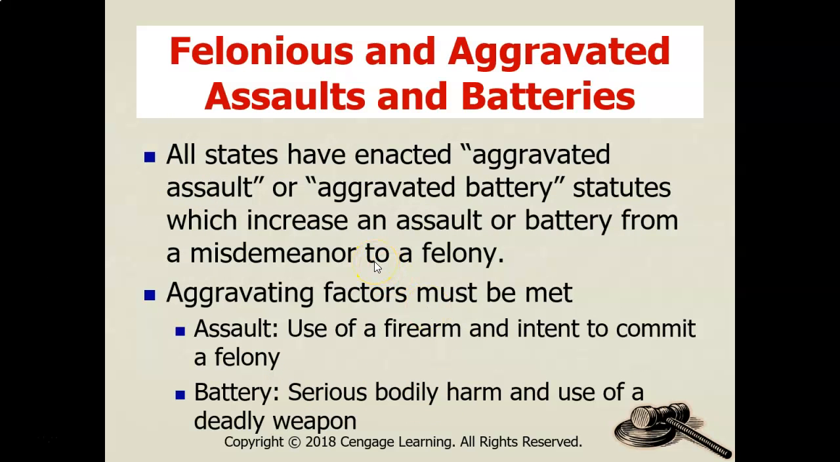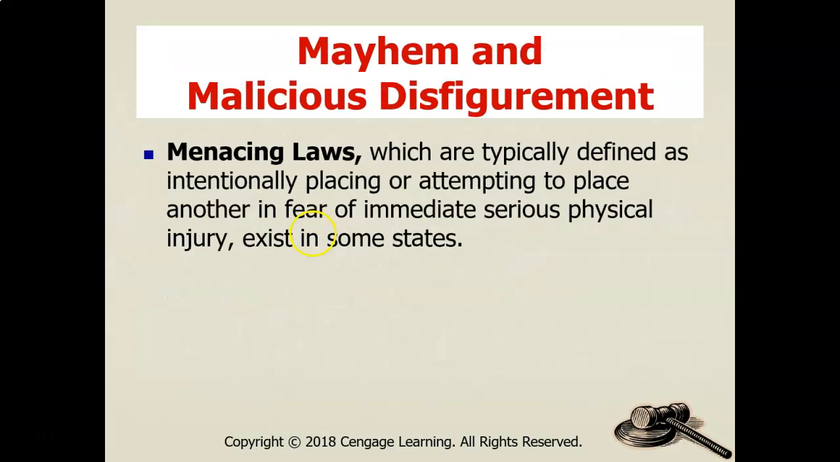So, felonious and aggravated assaults and batteries: all states have aggravated assault. Again, when we start looking at that, we're talking about the use of a weapon, or somebody was seriously injured, or they were a special victim, depending on what state and what your statute says. So menacing laws, again, we don't have that specifically in our state, but it would fall under our assault statutes, typically defined as intentionally placing or attempting to place another in fear. So that would be our 4th degree assault statute if we were reading that.